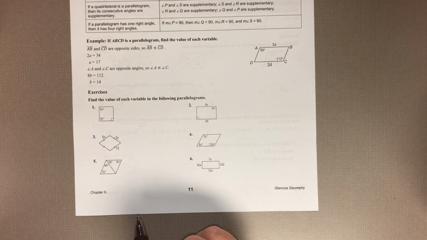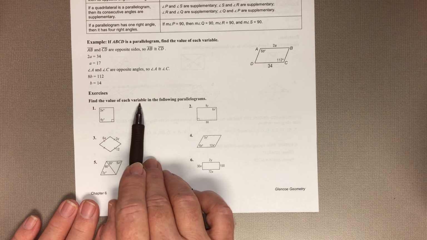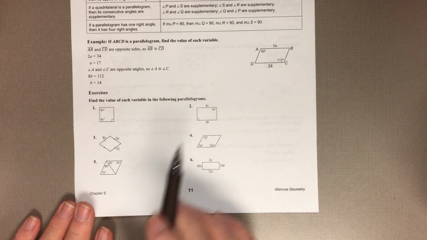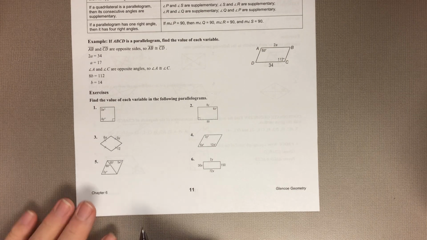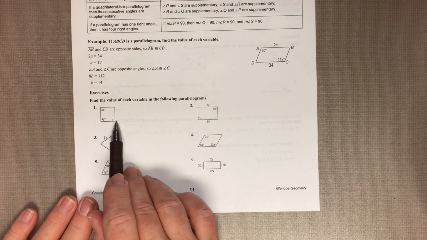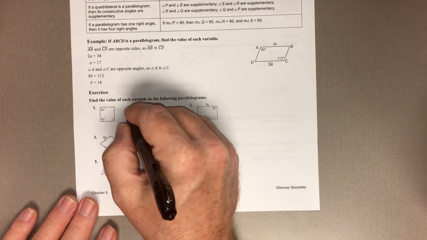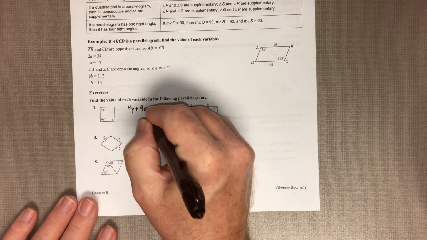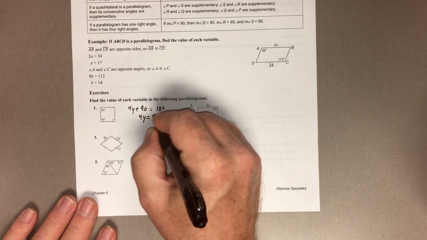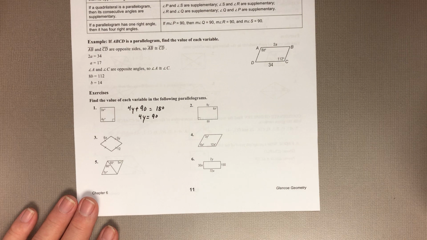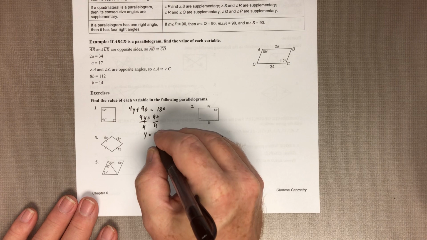All right, and number one, the instructions for this set of problems anyway, says find the value of each variable in the following parallelogram. So all of these four-sided figures or quadrilaterals are parallelograms. Well, if this is a parallelogram, then these consecutive angles are supplementary, all right? So 4y plus 90 has to equal 180, which means 4y has to equal 90. And if you divide each side by 4, y would have to be equal to 22.5.